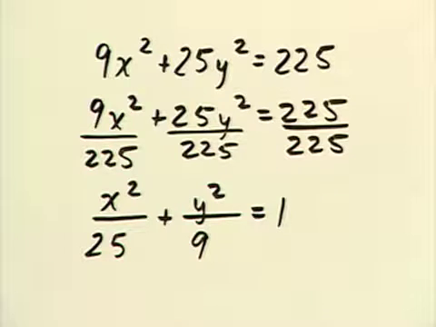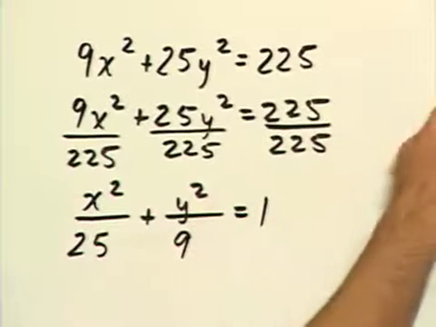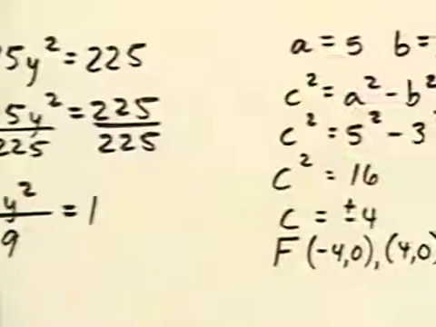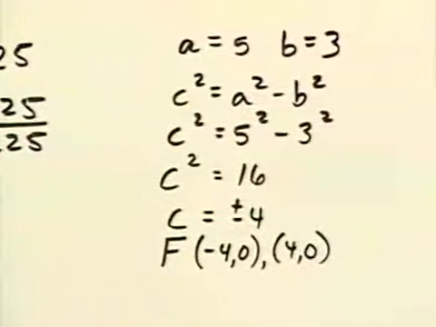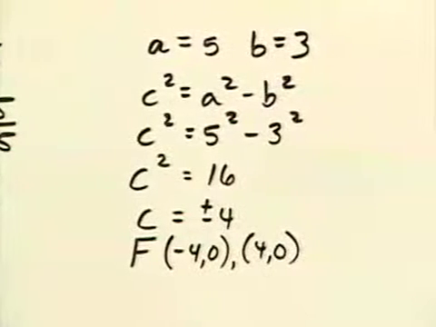Now, since my biggest number is underneath the x variable, we know that the major axis will be on the x-axis. Also, the larger number gives us our a. So we know that a is going to equal 5, which is basically the square root of 25. Also, we know that b is going to equal 3 because it's the square root of 9.